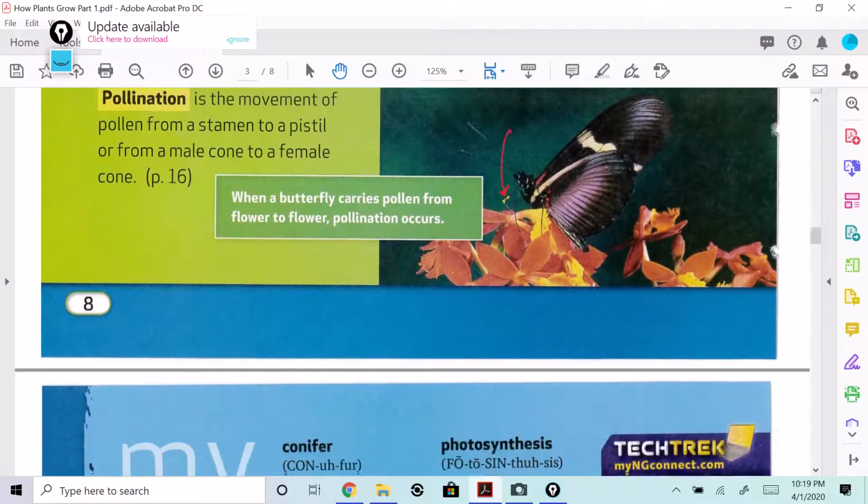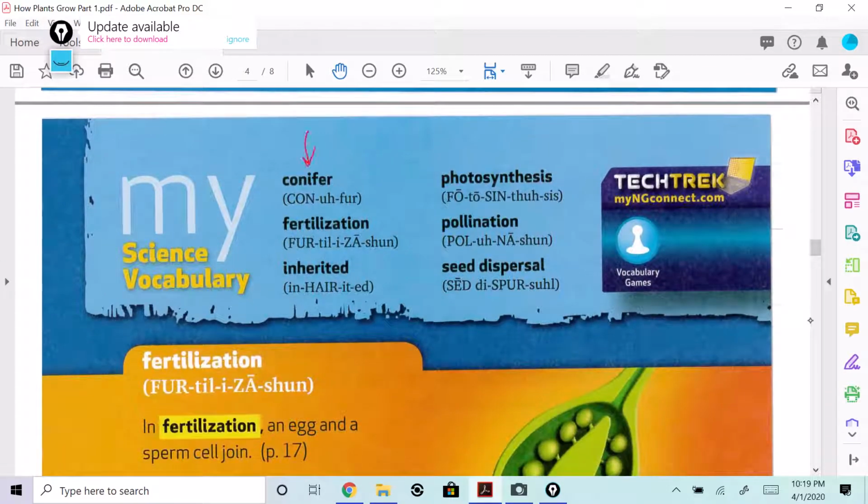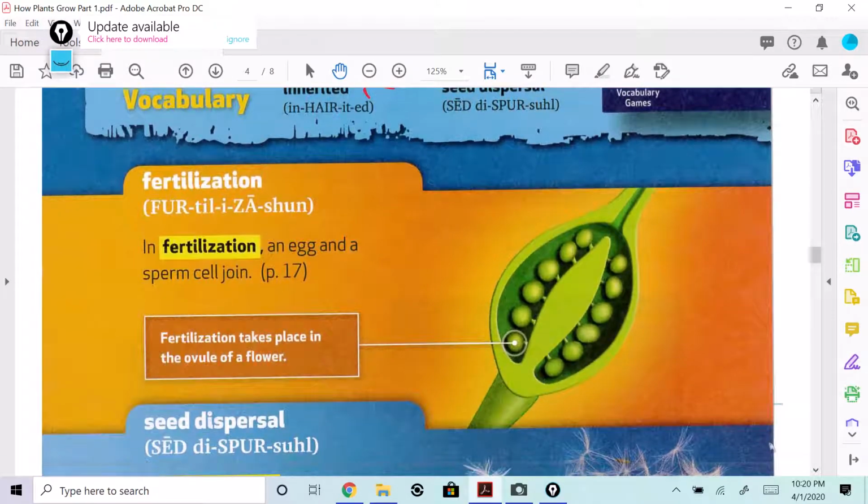All right, so let's keep on keeping on. The words that we're going to focus on as we read are conifer, fertilization, inherited, photosynthesis, pollination, and seed dispersal. Let's keep going. Fertilization. Pay attention to the phonetic spellings whenever they give that to you. That'll definitely help you. In fertilization, an egg and a sperm cell join. See that? Fertilization takes place in the ovule of a flower. And right here is the ovule.